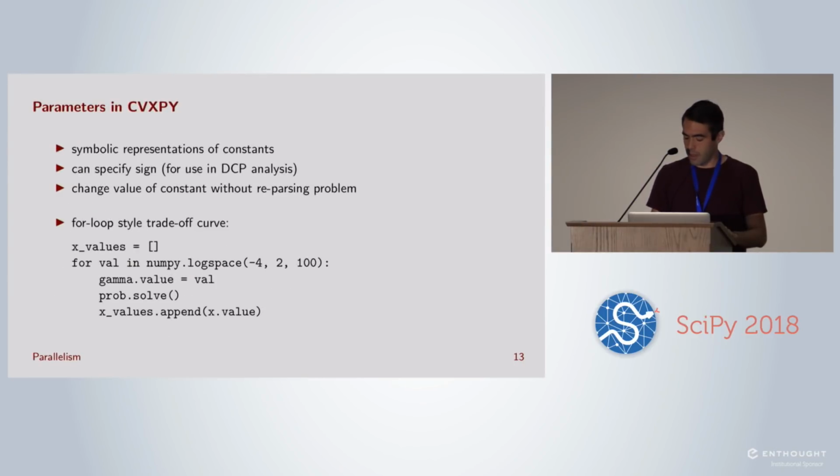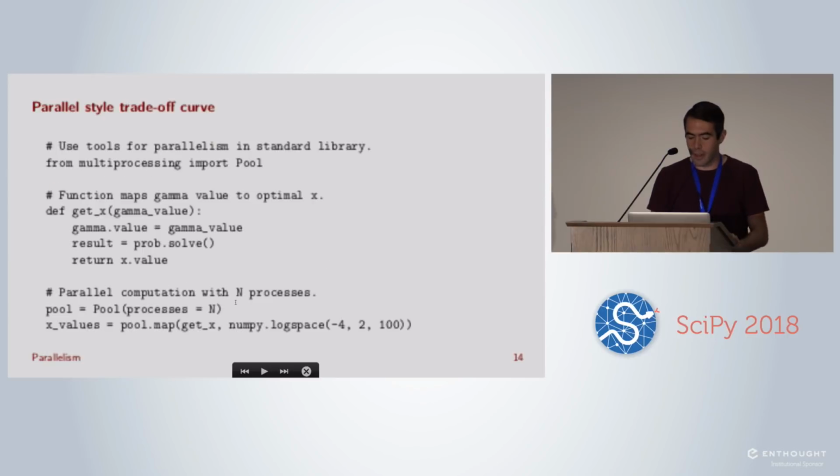Okay, here's an example of mixing Python code with CVXPY, so just generic Python code. First, a little bit more about parameters. Parameters are symbolic representations of constants, and so they have known sign, shape, etc. And here we have a for loop where we assign various values to this parameter gamma, and we iterate over this for loop, and we call the solve method, and we get the result. So we're just iterating.